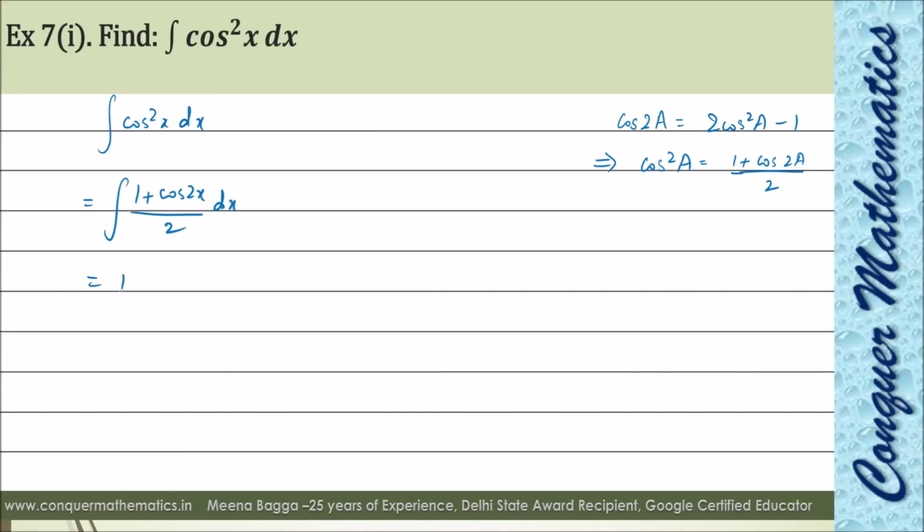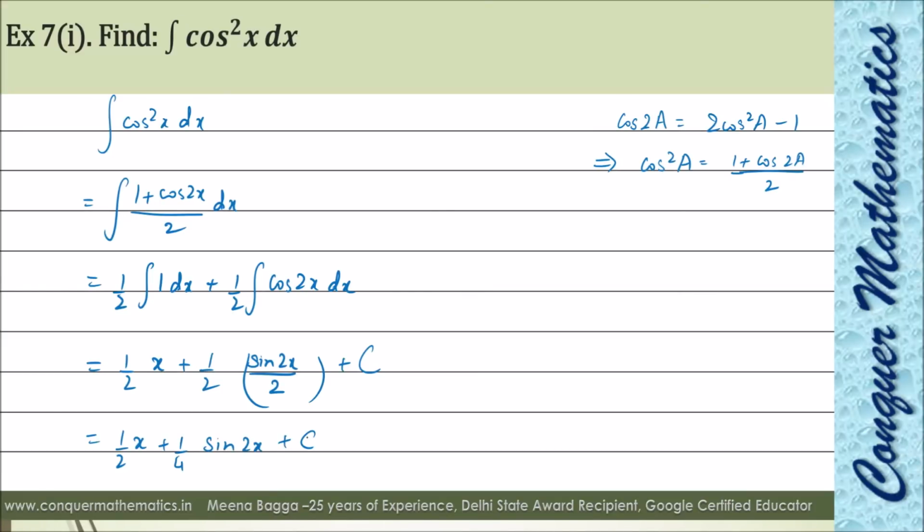If we separate the integral, 1 by 2 will be outside, integral of 1 plus 1 by 2 will be again outside, and integral of cos 2x. Integral of 1 will be x itself, and integral of cos 2x is nothing but sin 2x divided by 2. Coefficient of x here, right? It is cos 2x, not cos x. So we are to divide by derivative of 2x, which is 2. So this is the constant of integration. We get the answer half x plus 1 by 4 of sin 2x plus constant of integration.